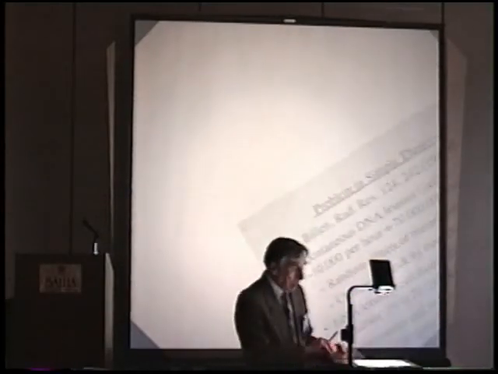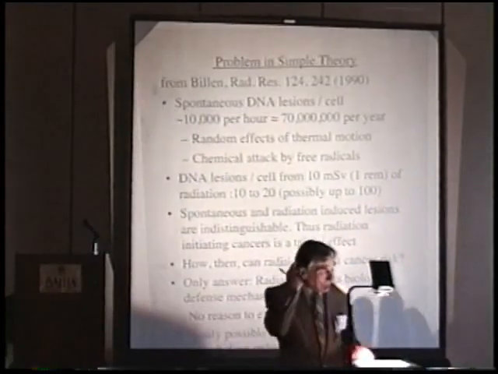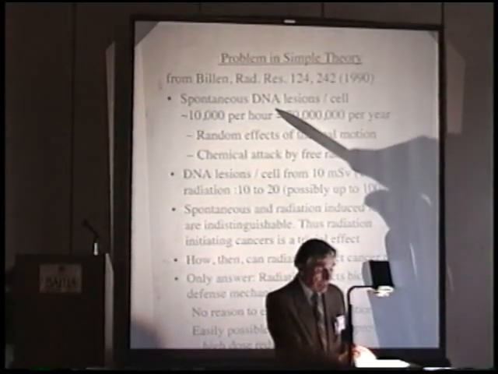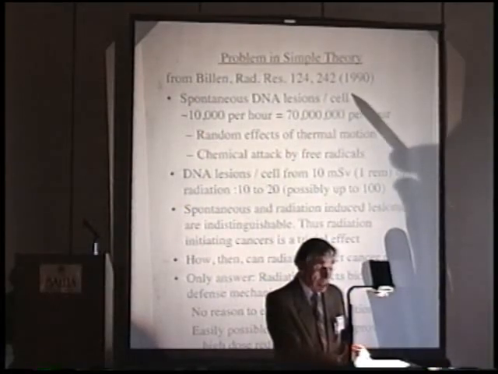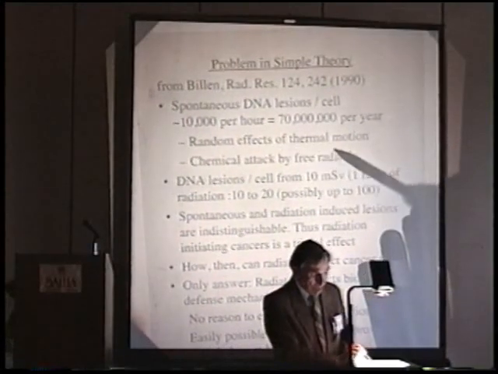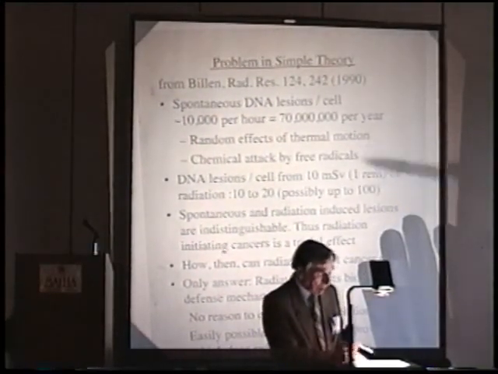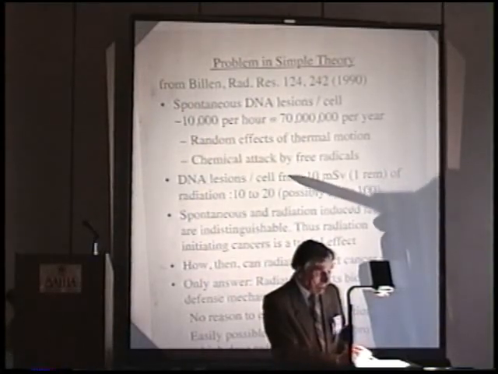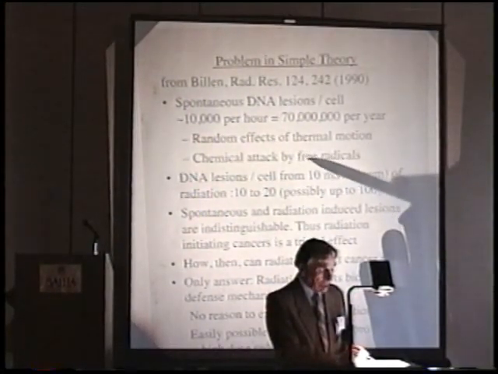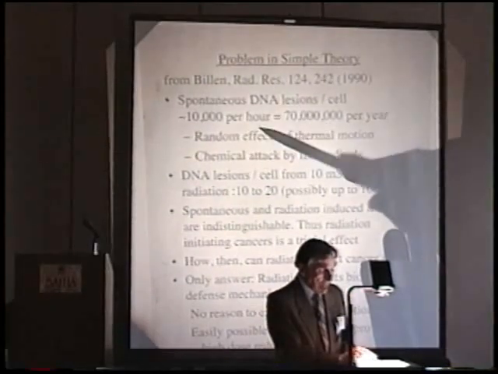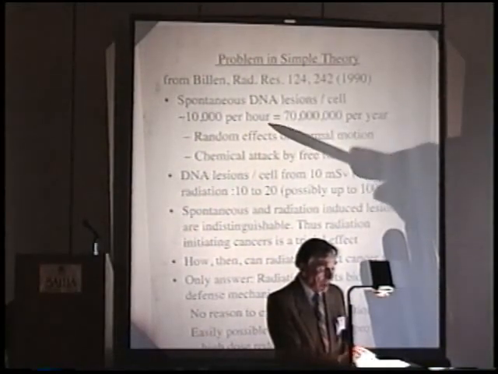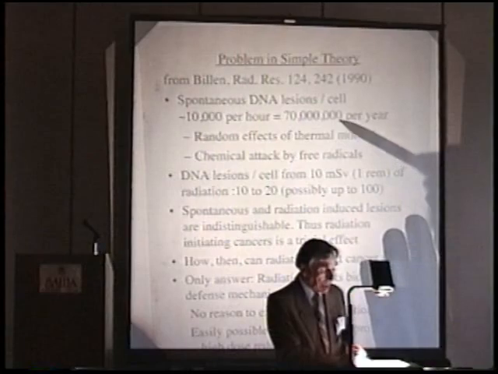Now, to show that this simple theory is a problem, consider the number of spontaneous DNA lesions in each cell in our bodies, occurring due to random effects of thermal motion of the electrons and so forth, and chemical attacks from free radicals. Anyhow, all these things are going on. They cause 10,000 DNA lesions in each cell in our body every hour, or 70 million in a year.